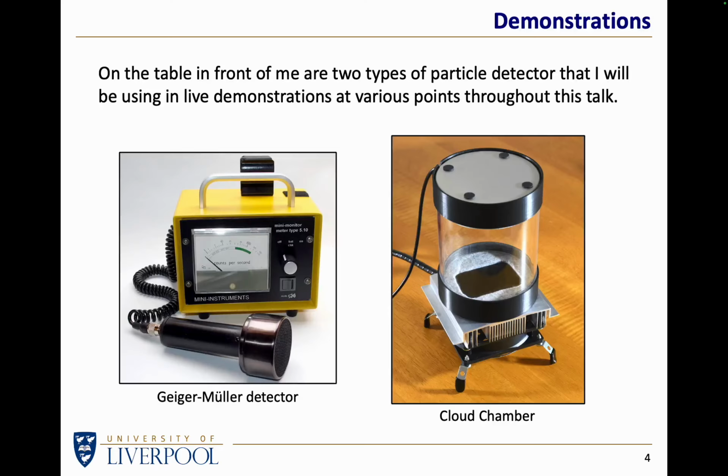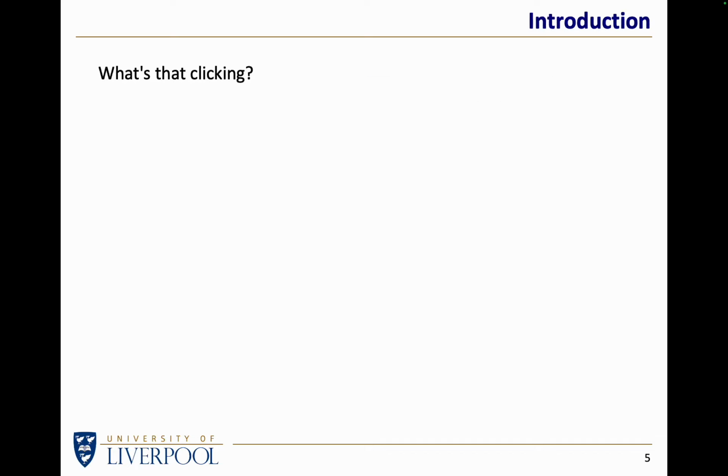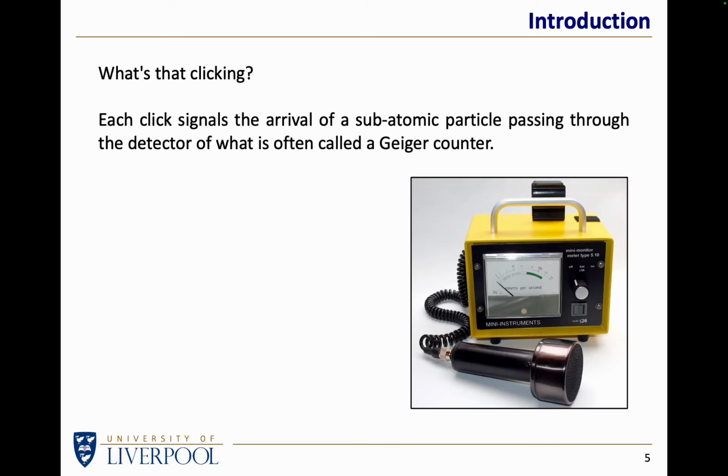So what I've got on the front bench here is a Geiger counter, and I've got a cloud chamber, and it's the cloud chamber that you've been watching for the last half hour or so, showing us cosmic rays going through. So let me just put the speaker of the Geiger counter back on again. I presume you can hear the clicks okay. Yep. So the question is, what is it that's doing the clicking? Well, each click basically signals the arrival of a subatomic particle, arriving at what everybody calls a Geiger counter.